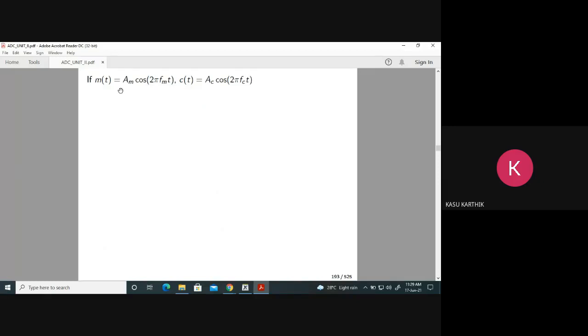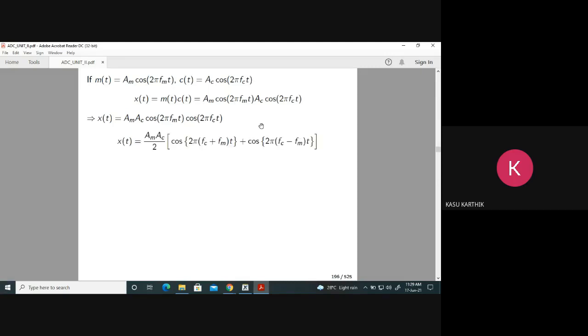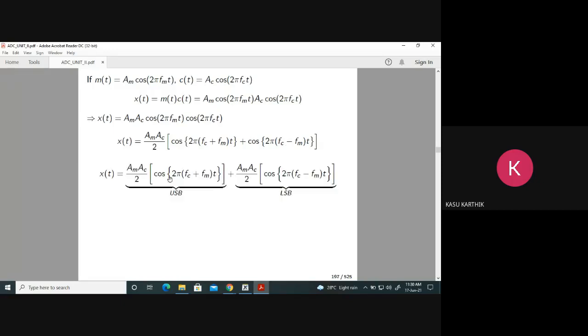Now let us go to the single tone signal. When m of t is Am cos 2 pi fm t and c of t is Ac cos 2 pi fc t, obviously, what is m of t into c of t? x of t is Am Ac cos 2 pi fm t into cos 2 pi fc t. Again I'm applying cos A into cos B, which is cos(A plus B) plus cos(A minus B), overall by 2. This is the DSBSC signal. This is the upper sideband, this is the lower sideband.